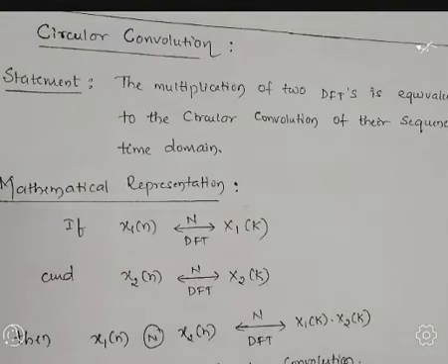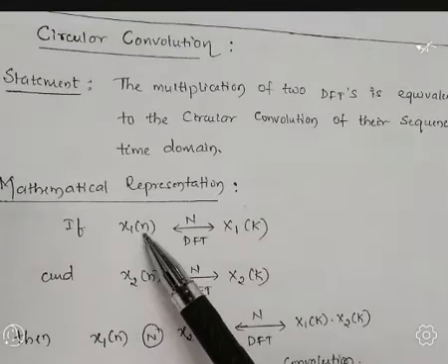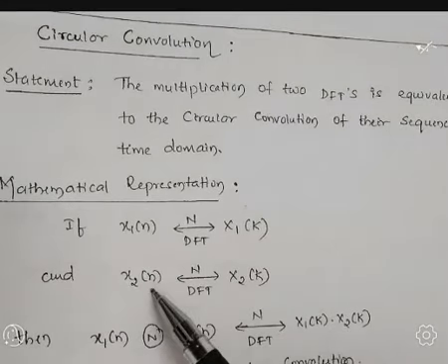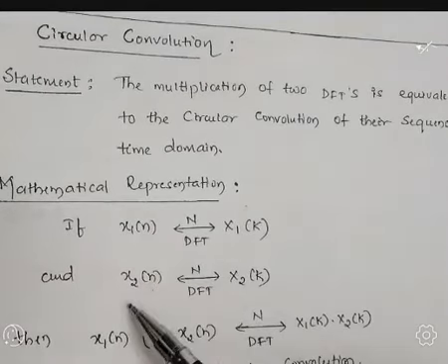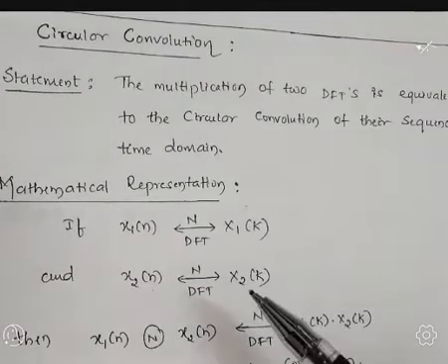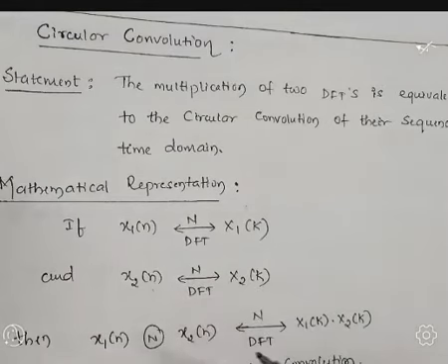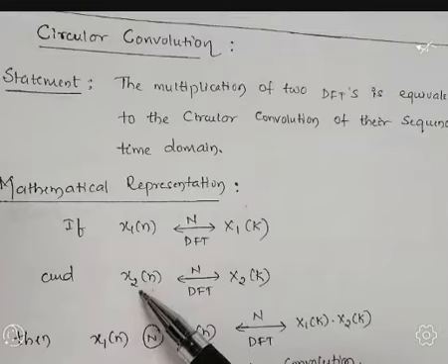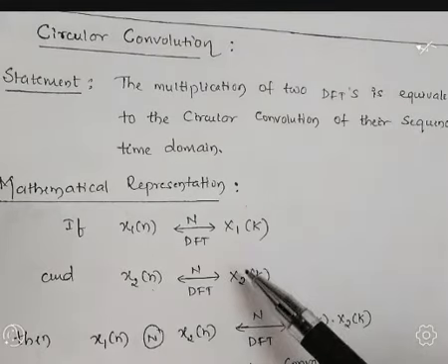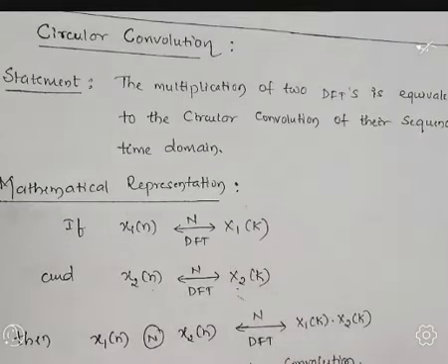If you want to calculate a circular convolution between these two sequences, the simple thing is we have to calculate their respective DFTs. We assumed that there are two sequences x1 of n and x2 of n. If you want to calculate circular convolution between these two sequences in the time domain, there is an equation. But in the frequency domain, we get the same answer simply by calculating the DFT of the first sequence, the DFT of the second sequence, and multiplying the DFTs. So that is what we have to prove here.